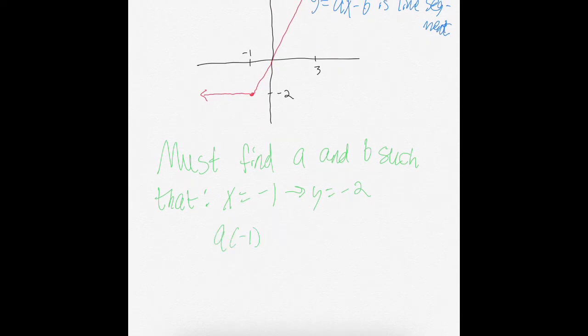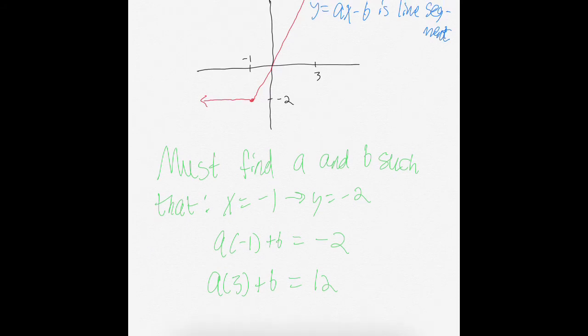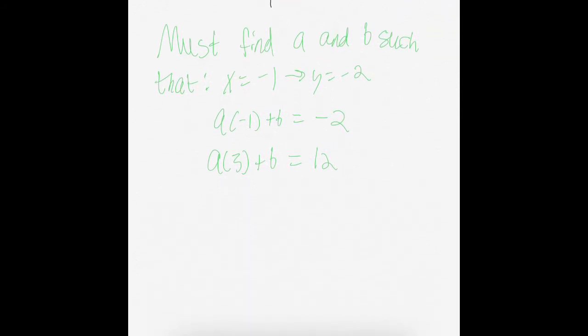So in other words, I need a times -1 plus b to equal -2. And similarly, I'm going to need a times 3 plus b to equal 12. Okay, so those correspond to these 2 points. Again, because I know it's going to be a line segment, I just need to make sure that it is connected to these 2 points in order for my function to be continuous.